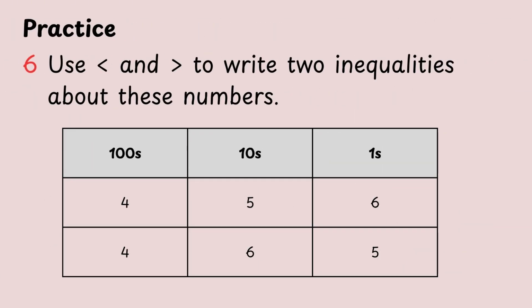Practice. Question number 6. Use the symbols less than and greater than to write two inequalities about these numbers. Let's look at our table first. In the first row, we can see 4 hundreds, 5 tens, and 6 ones. So when we write it together, that will be 456. And in the second row, we can see 4 hundreds, 6 tens, and 5 ones. So when we combine them together, that will be 465.